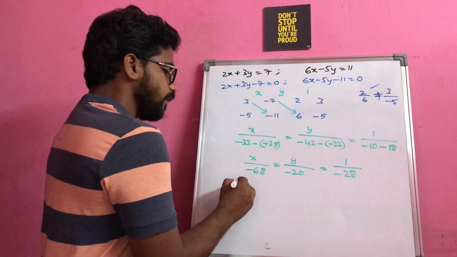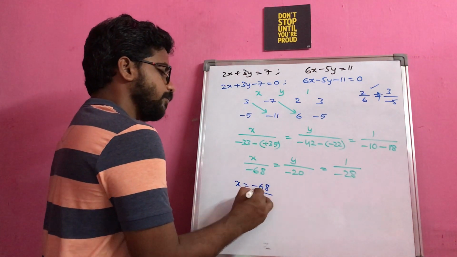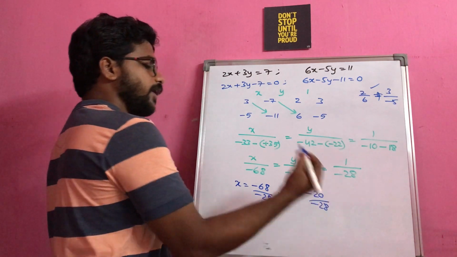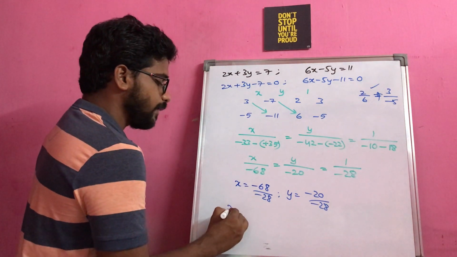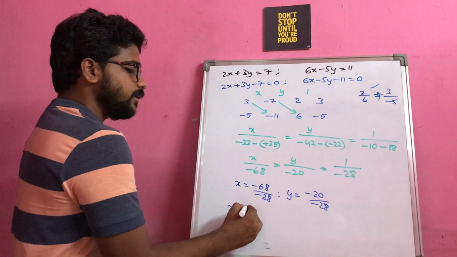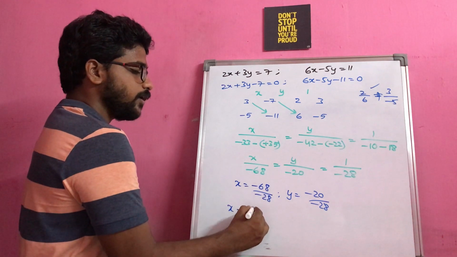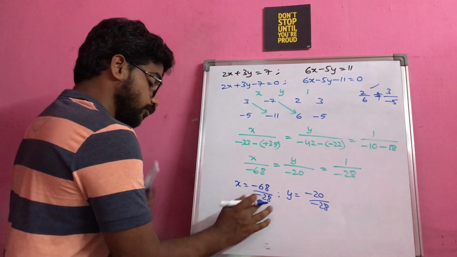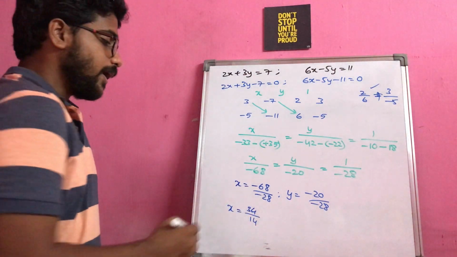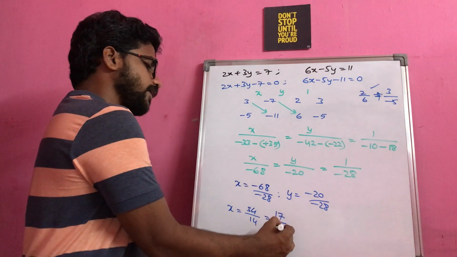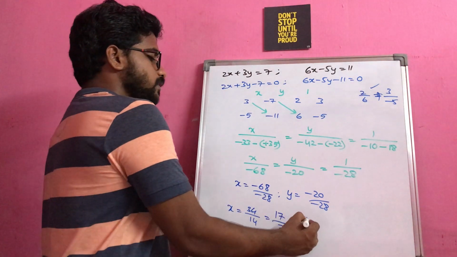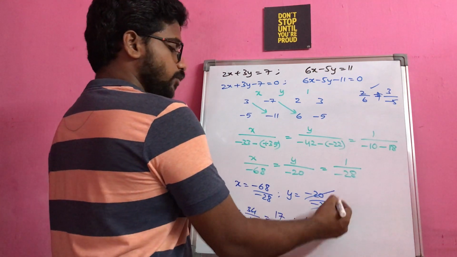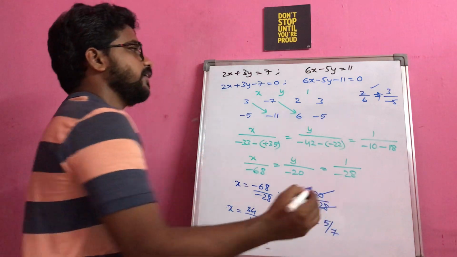So x is equal to minus 68 by minus 28 and y is equal to minus 20 by minus 28. So simplify this further by cancelling 2 table, sorry 2 table. That means it will give you 34 divided by 14 if I am cancelling 2 table. And if I still cancel out, I will be getting 17 divided by 7. And y is equal to, even here if you cancel 2 table, you will get 10 by, or 4 table if you can cancel, you will be getting 5 by 7 directly.